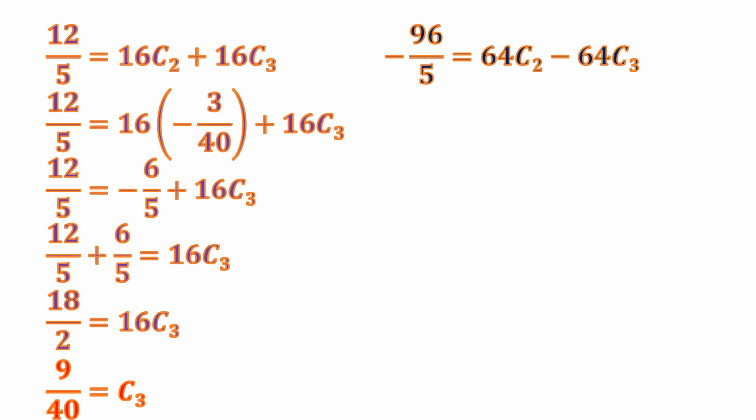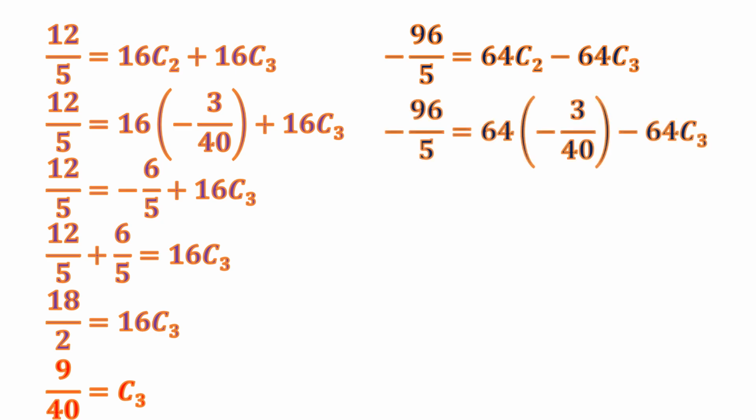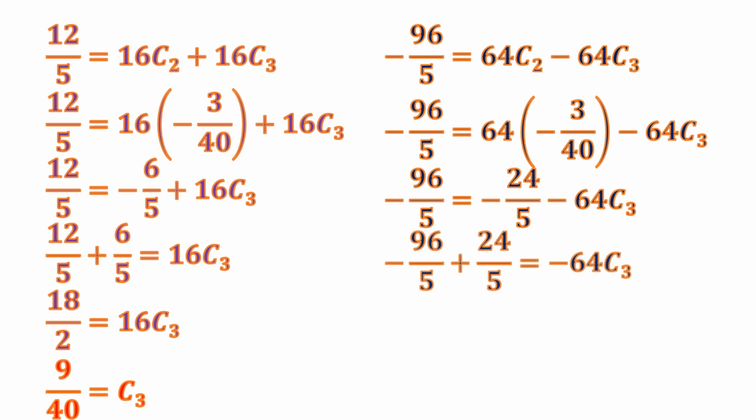So let us check. Negative 3 over 40, that is the C2. And then multiply, it will give you negative 24 over 5. And transpose, it will be positive 24 over 5. And then you combine, it will result in negative 72 over 5. Then divide both by negative 64, it will be C3 equals 9 over 40. So we are sure that we are doing it correctly. C3 is 9 over 40.